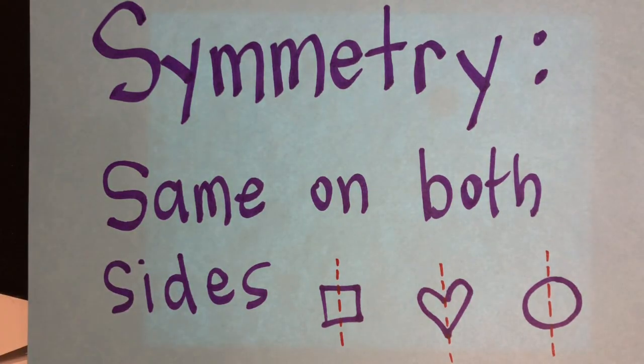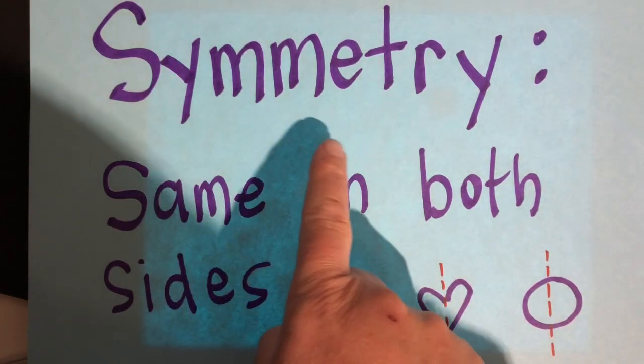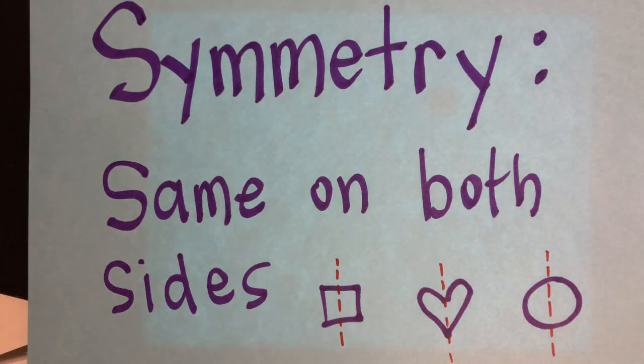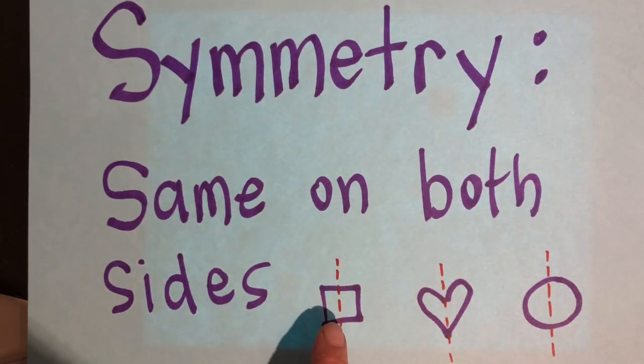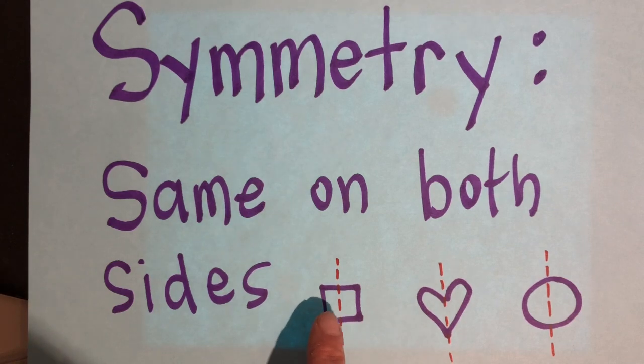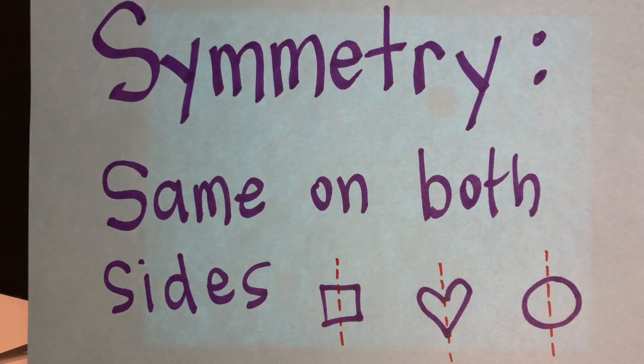All right, so we have been talking about symmetry, which is a word we use in math and in art. It has to do with something being the same on both sides. So these shapes are the same on this side as they are on that side. These red lines represent the line of symmetry. And this is important in art sometimes because we want things to feel balanced.